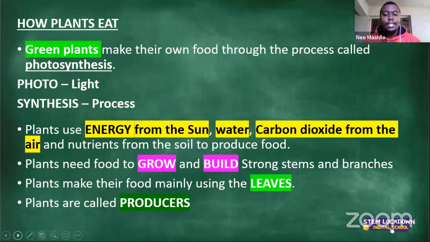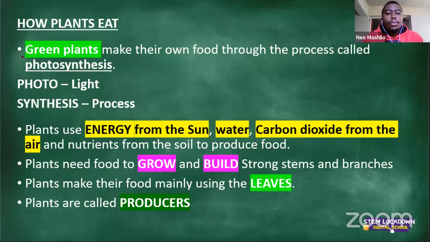So how do plants eat? Yesterday when we ended the lesson, I gave you a very interesting question, and I asked, is a Venus flytrap an animal or a plant? We'll get to that now. But firstly, we need to know, how do plants actually eat? Most plants do not have a mouth, they do not have a stomach. So because of that, they need another way to make their food.